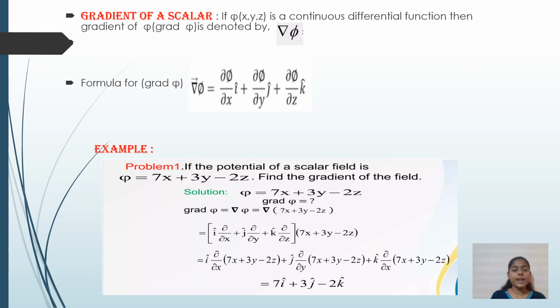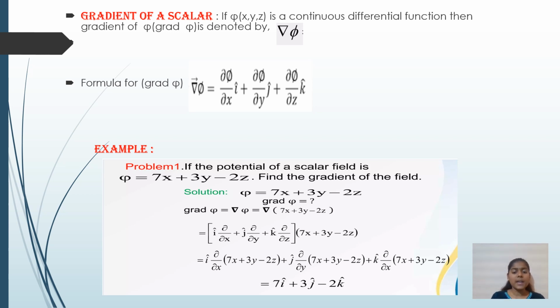Second, gradient of a scalar. If phi of x comma y comma z is a continuous differentiable function, then the gradient of phi is denoted by grad phi. Formula for grad phi is equal to dou phi by dou x i cap plus dou phi by dou y j cap plus dou phi by dou z k cap. Example of gradient of scalar: if the potential of a scalar field is phi equal to 7x plus 3y minus 2z, find the gradient of the field.